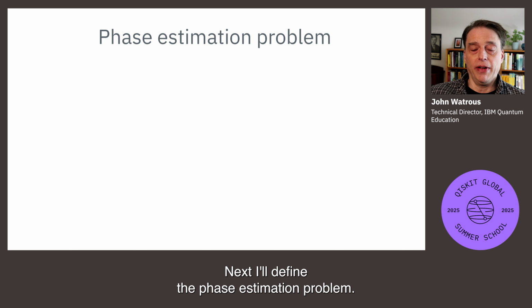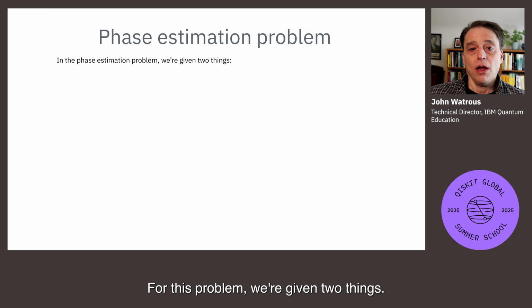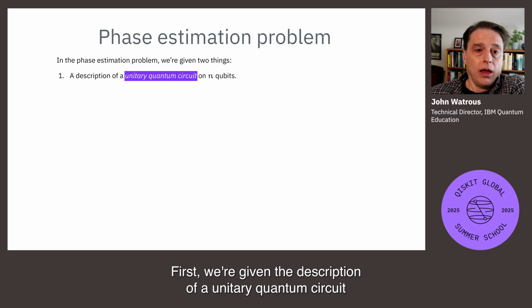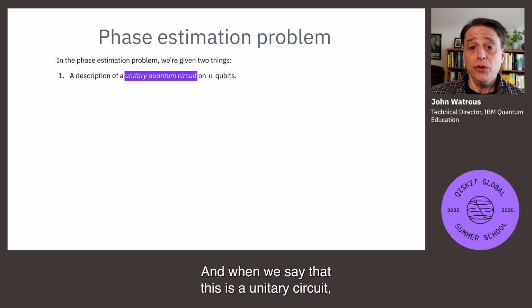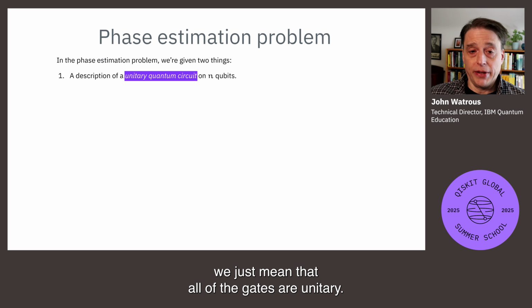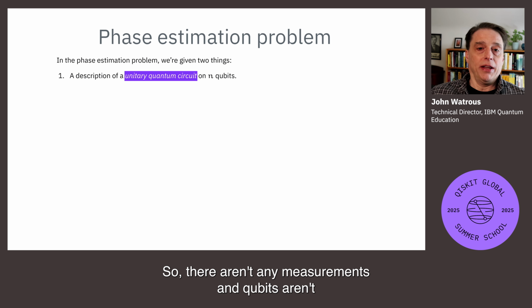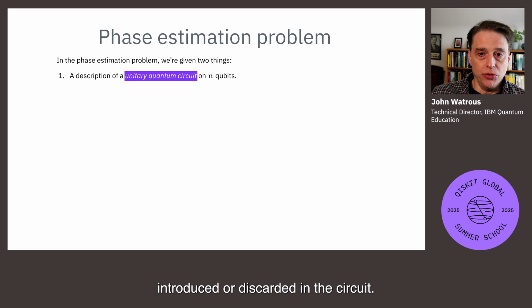Next, I'll define the phase estimation problem. For this problem, we're given two things. First, we're given the description of a unitary quantum circuit that acts on n qubits for some choice of n, and when we say that this is a unitary circuit, we just mean that all of the gates are unitary, so there aren't any measurements, and qubits aren't introduced or discarded in the circuit.